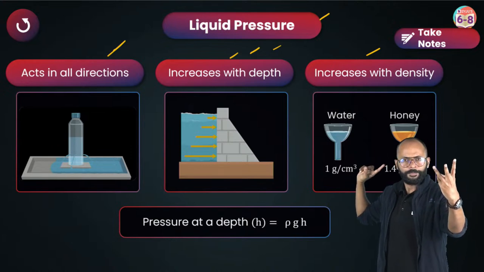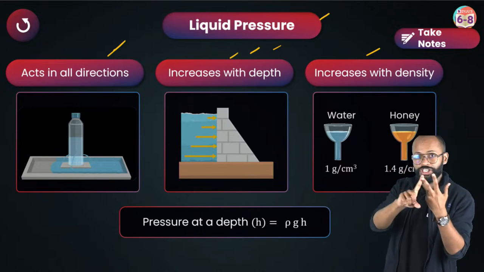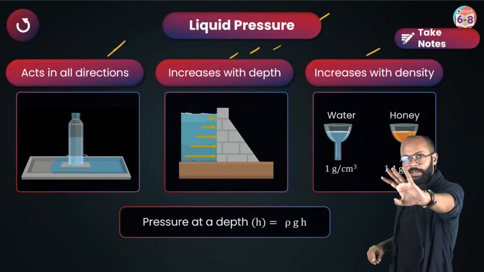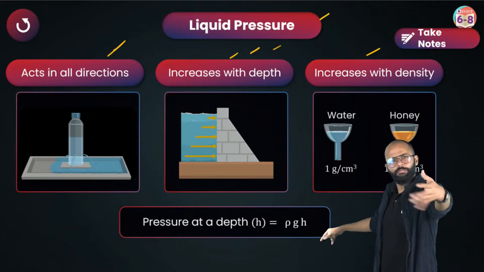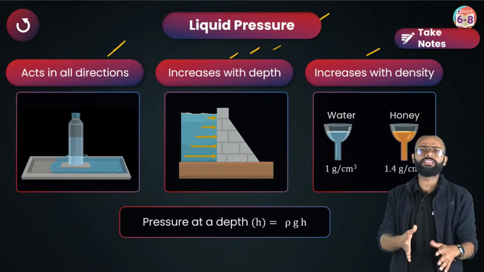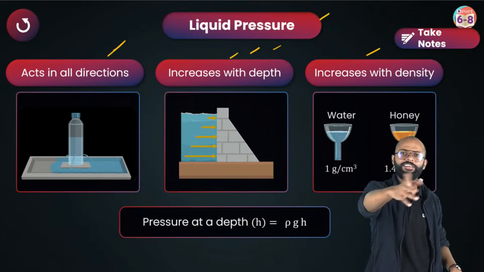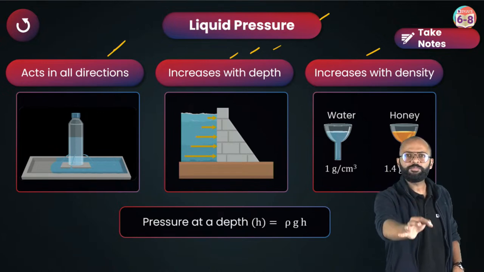Kya? If level is same, pressure is same. Basically, pressure increases with depth, pressure increases with density. The end. Aur kisi pe pressure depend nahi karega for liquid. Bas, depth and density. There is one more, gravity, but it is not in your syllabus. They will never change. They will not take you away from earth. Relax. Theek hai? So depth or density.